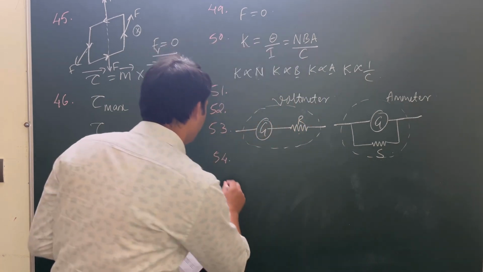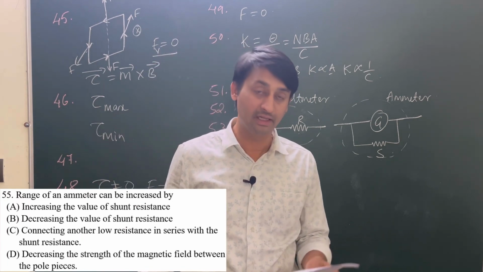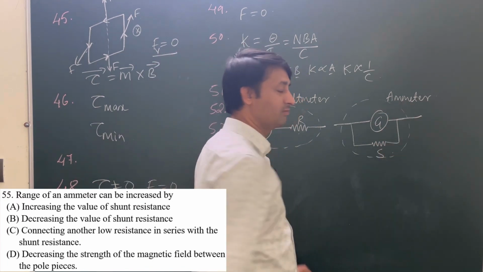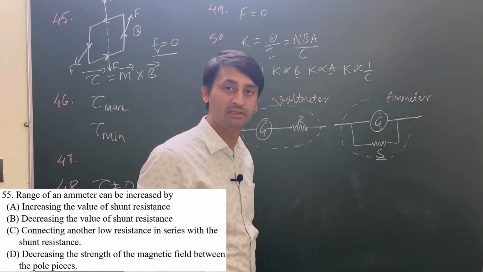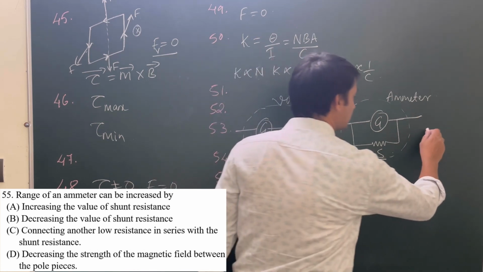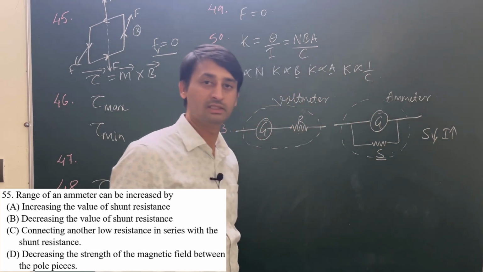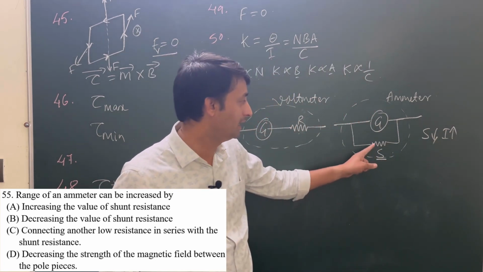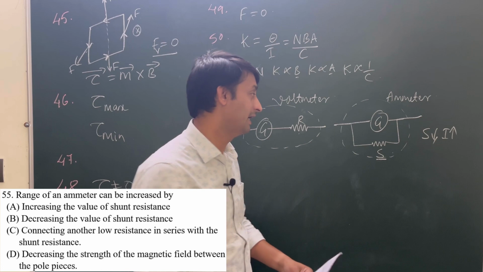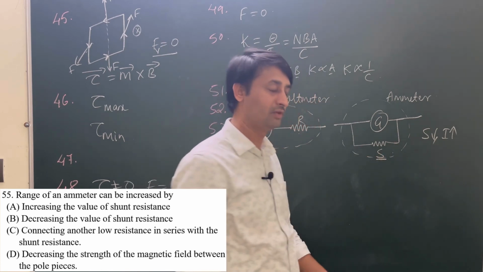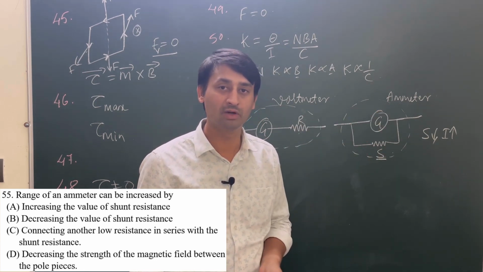Next, question number 55. Range of ammeter can be increased. To increase the ammeter range, we have to decrease the resistance. The shunt resistance value should be decreased. When S decreases, the range of ammeter also increases. The ammeter range can be increased by decreasing the shunt resistance value. Or else we can increase it by connecting one more low resistance in parallel.